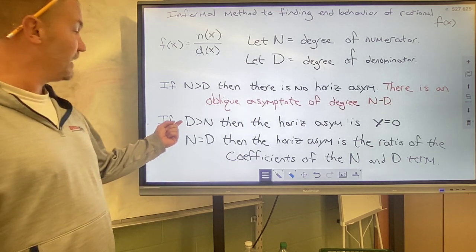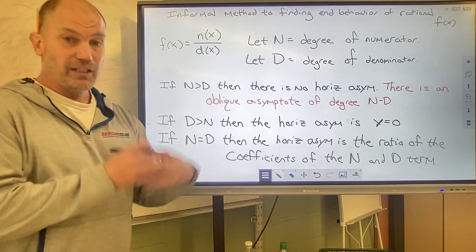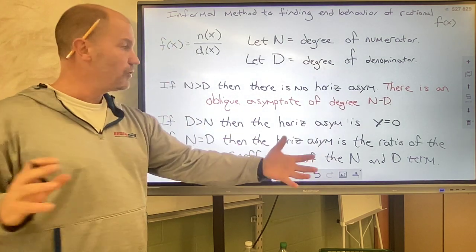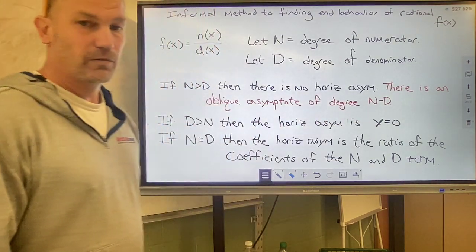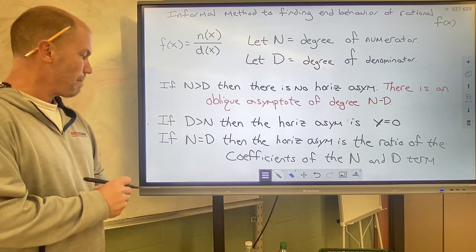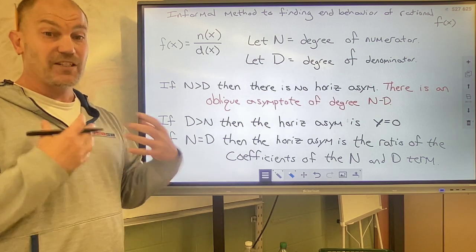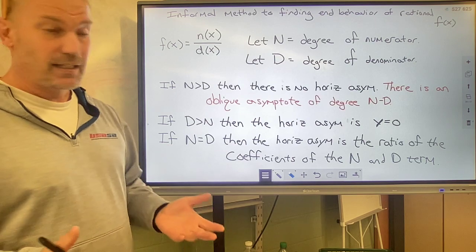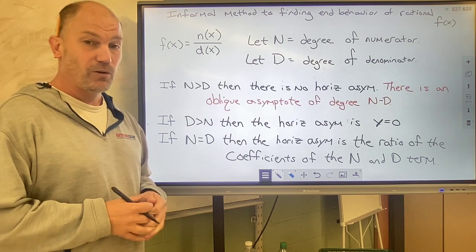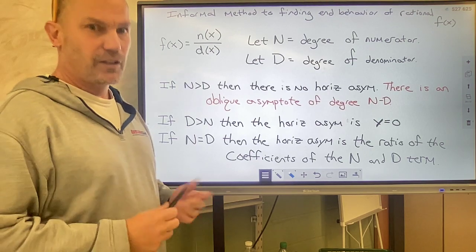If the degree of the denominator is bigger than the degree of the numerator, that means the denominator is going to grow really fast. So we're going to take a relatively small number and divide by a huge number, so the horizontal asymptote is 0, right? We've discussed that a lot, where things get divided by a bigger and bigger number, so it approaches 0. If the degree of the numerator and the degree of the denominator are the same, then that means they're growing at the same rate, and so the horizontal asymptote will be the ratio of the coefficients of the term that determined the degree of the numerator and denominator.